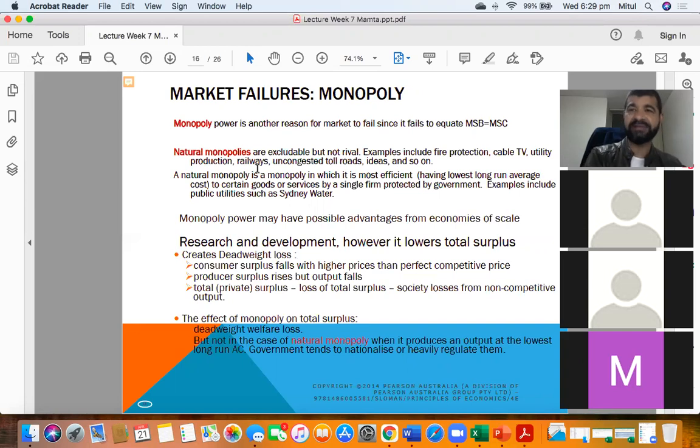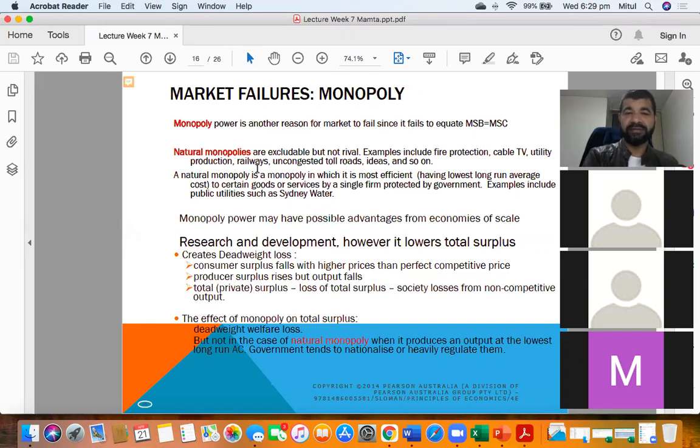When they do the research and development, their production cost is too high. When the production cost is too high, the price is also high. When the prices go high, consumer surplus will be reduced. Very simple. That's what they mean here. Producer surplus increases, but consumer surplus decreases.